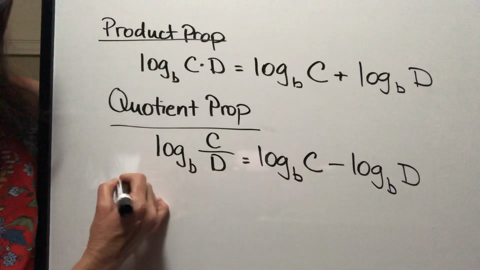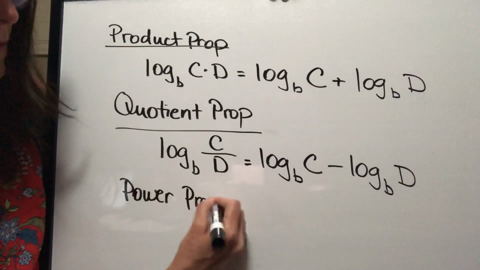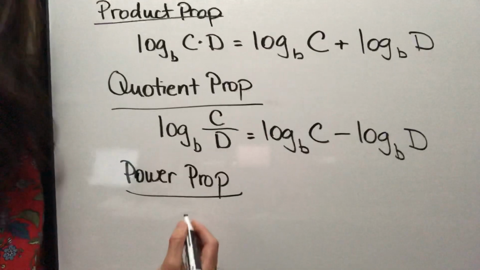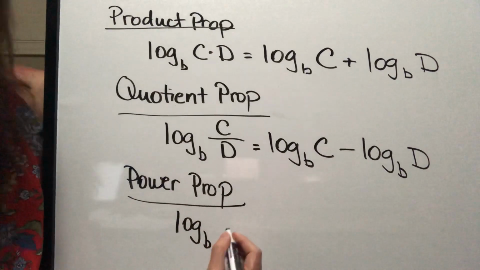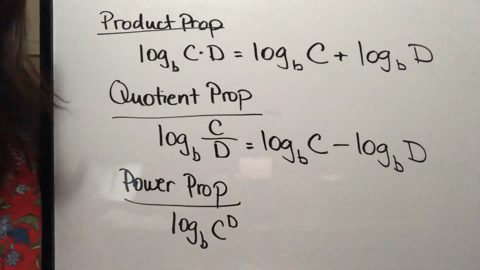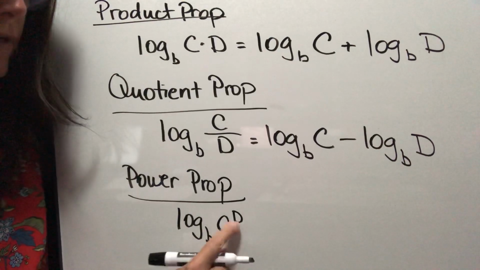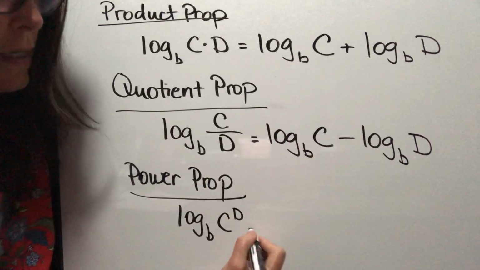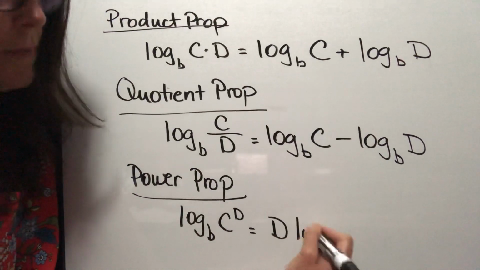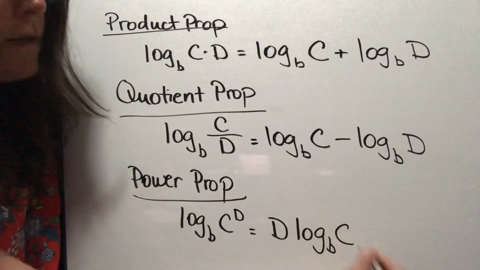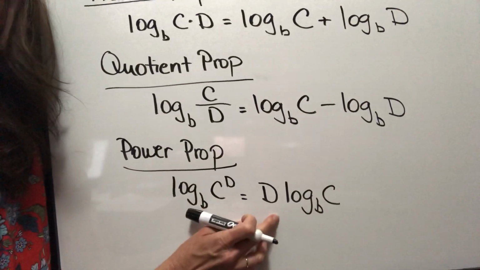And then there's one more called the power property that we're going to look at today. And this is of logarithms too. So if ever you have a logarithm with a base of b, and then it's a number raised to a power, think of these as exponents. So if you have an exponent with another exponent, you multiply them. So the way you do that is you take the number d, the exponent, and you multiply it to the log. So a power to a power means you multiply.